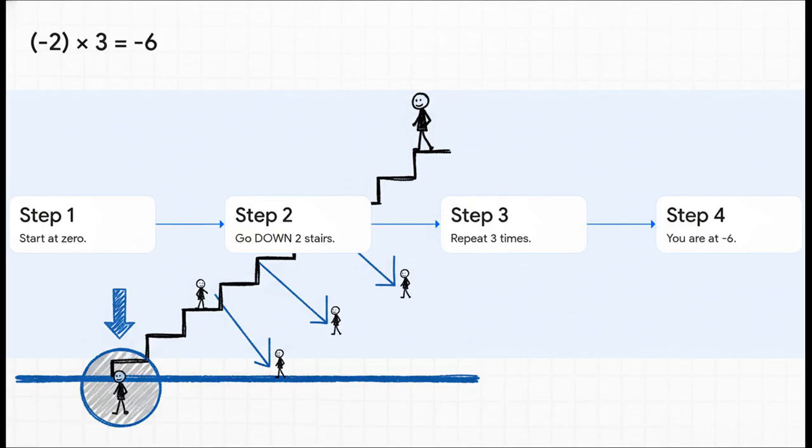Well, imagine you're standing on a staircase at ground level. That's our zero. A negative number, like -2, means you go down 2 stairs. Now, if you do that 3 times, where do you end up? You're 6 steps below where you started, right? At -6. And that's a really simple way to picture why -2 times 3 is -6.